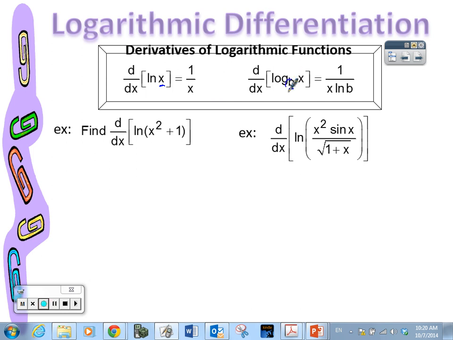So whatever the base is, as long as it's not e, we would multiply. Notice it's in the denominator. Please note this is in the denominator. So it's actually like we're dividing by ln b. And those are our rules.